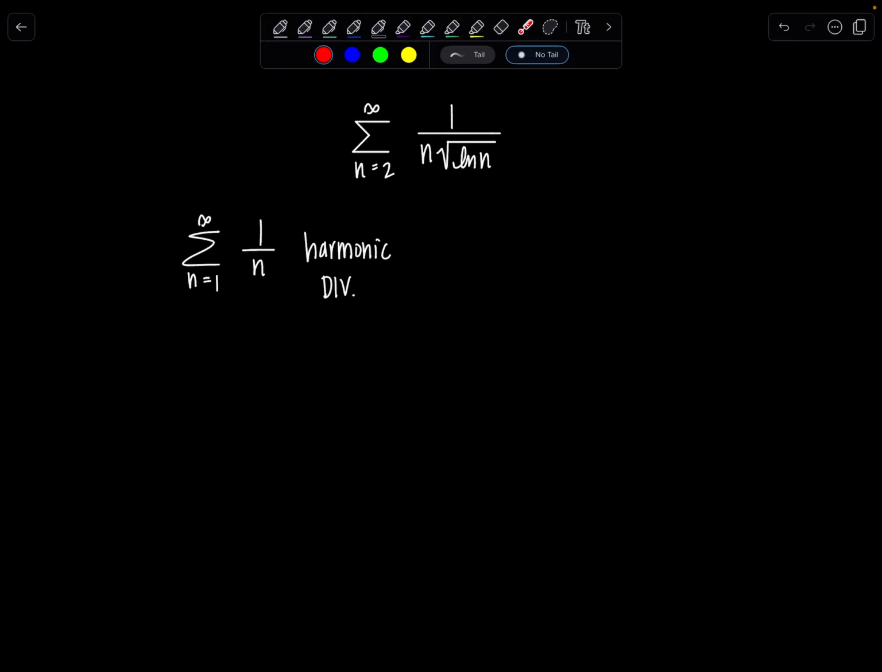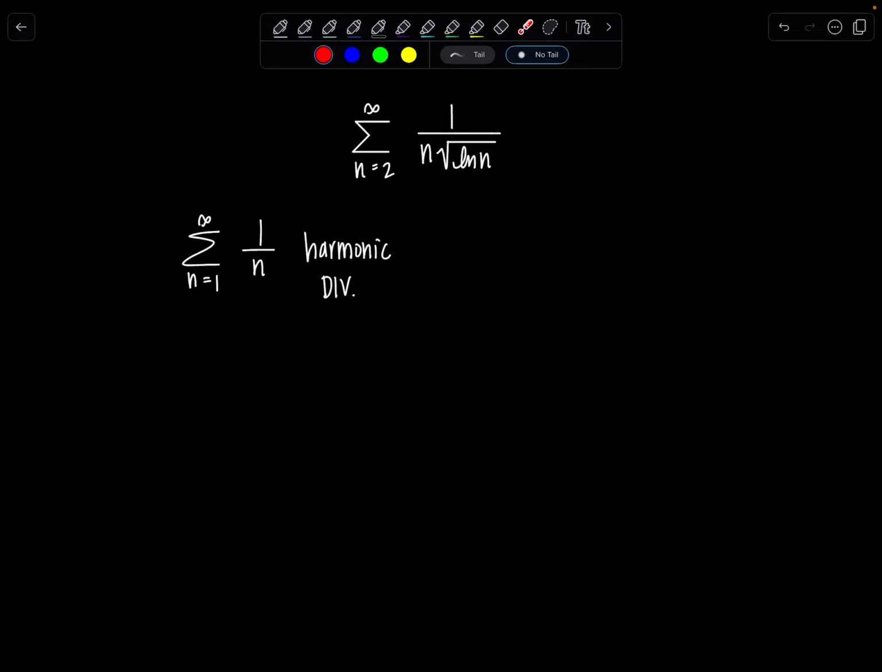Limit comparison with 1 over n wouldn't be helpful either. You'll end up getting 0, which is inconclusive. And if you change it to a different p series, it's not going to work out either. So on that note, you're kind of running out of options. It's not the time for the ratio test. That will be inconclusive as well.